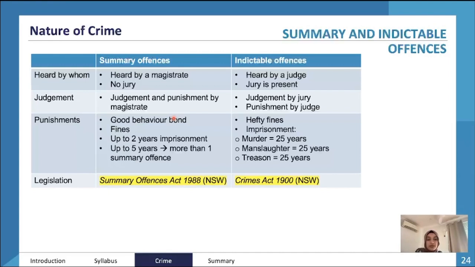As for punishment, for summary or minor offences it's normally something like a good behaviour bond or a fine, 2 years imprisonment normally, or up to 5 years if there's more than one summary offence. So if you've committed multiple, then it may be the case. Indictable offences normally bring hefty fines or imprisonment, normally around 25 years. That's obviously a lot more extensive than for minor offences. In terms of legislation, we have the Summary Offences Act, which I discussed earlier, and for indictable offences we look at the Crimes Act 1900, New South Wales.